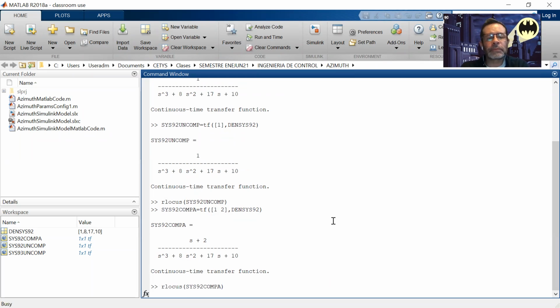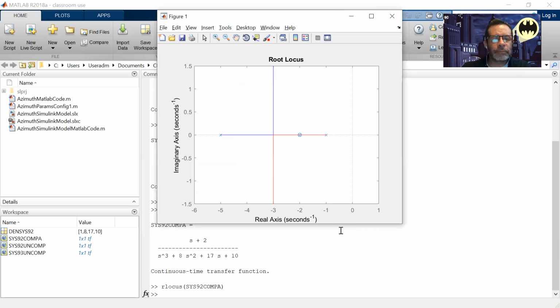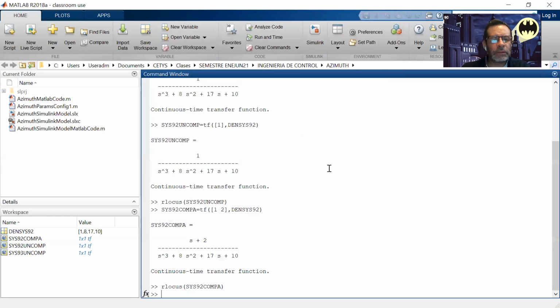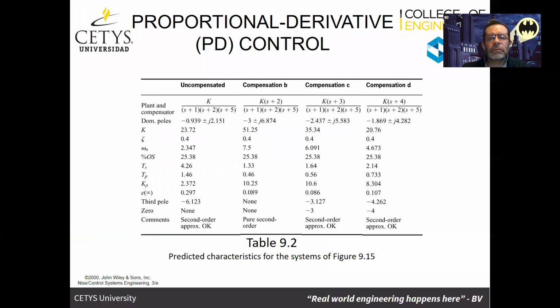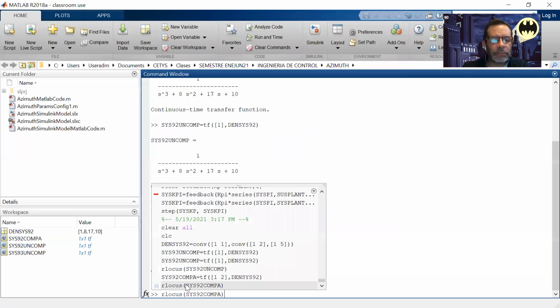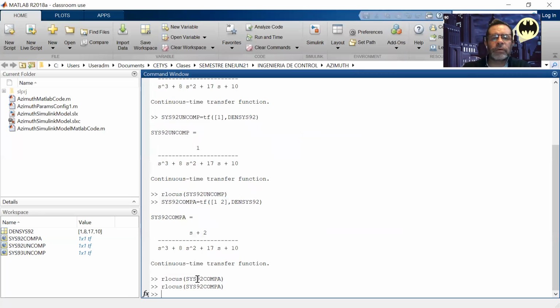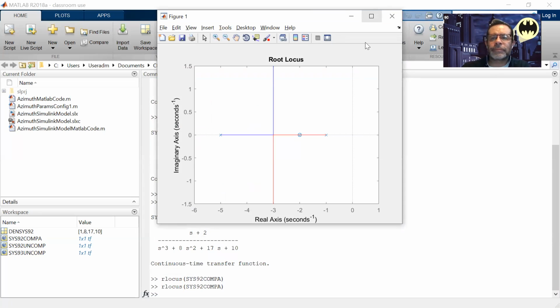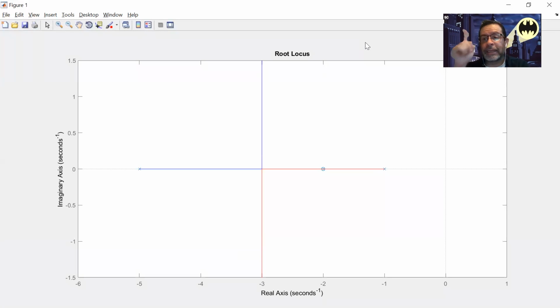Comp A. Sys comp A. Wait a minute, how did that come about there? Oh no, yeah, that is the one. It looked weird, but it is the one. Let's see if you've paid attention, kids. That root locus is a cross, isn't it?